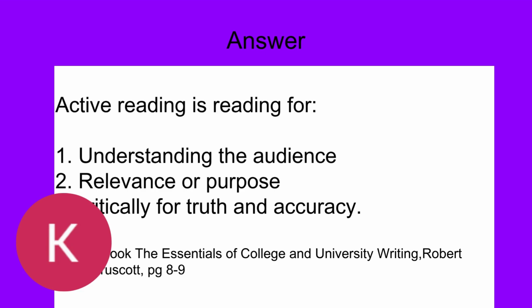When you go through a chapter or a book or an article, a journal article in academia, active reading, by extension, you're reading with a purpose. It's a purposeful reading, and you're reading to understand the audience, who this author was targeting, what was the relevance or purpose of the piece that they've written, and then you critically examine it for truth and accuracy.